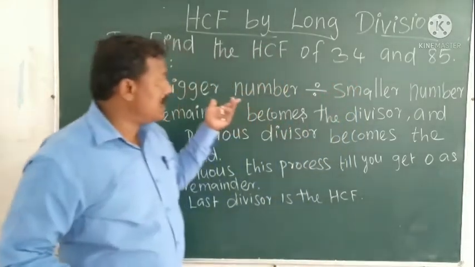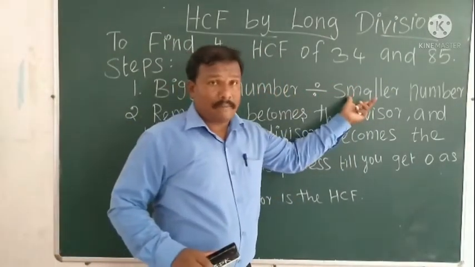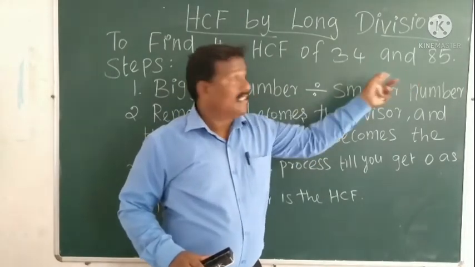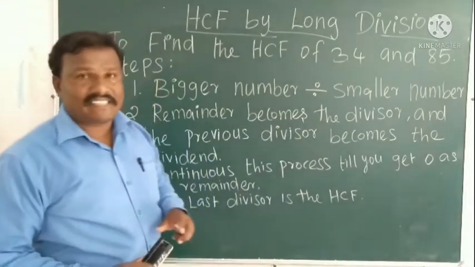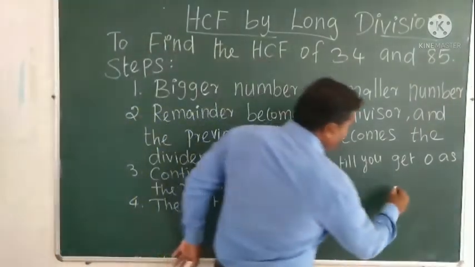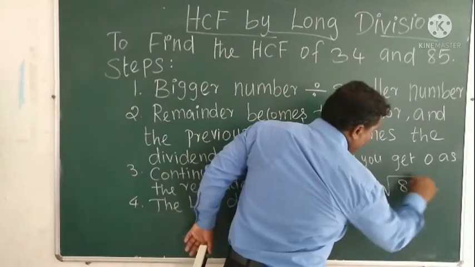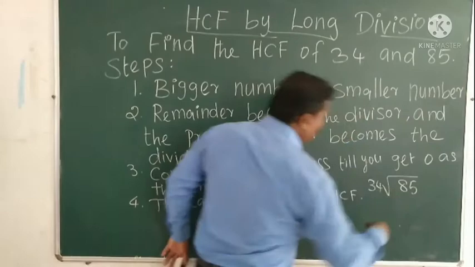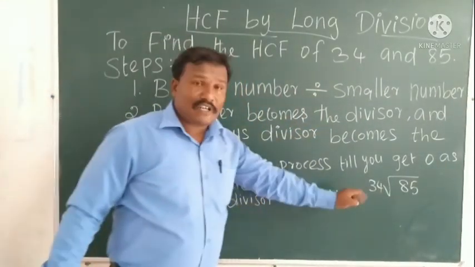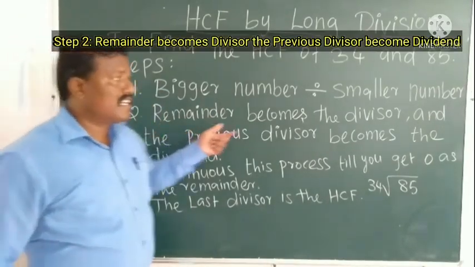So what is the first step? Bigger number divided by smaller number means the bigger number we take as the dividend, and the smaller number we take as the divisor. So I will take 85 divided by 34. 85 as the dividend, 34 as the divisor. That is the first step. Second step, the remainder becomes the divisor.